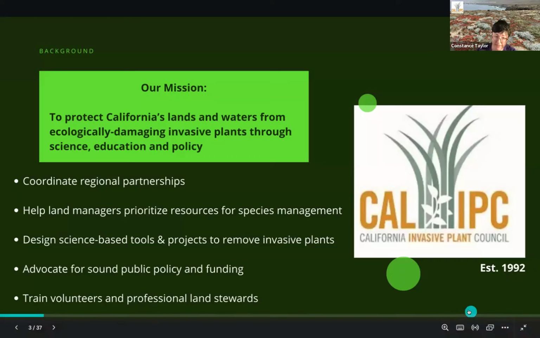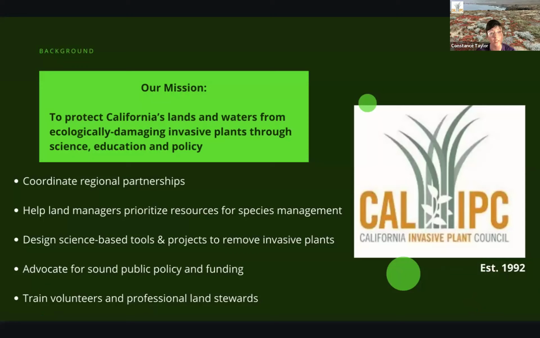And we also train volunteers and professional land stewards. So trainings can look a lot like what we're doing today. They can also be more ongoing and hands-on trainings.